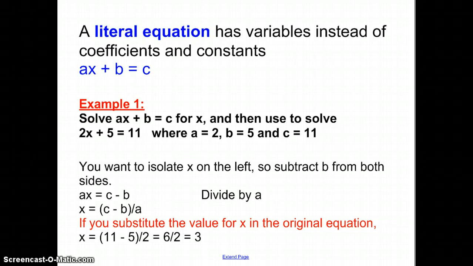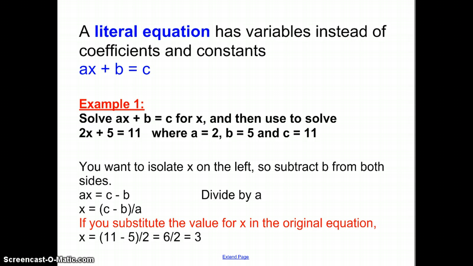But this equation has all variables. So you have ax plus b equals c, where a, b, and c actually represent numbers here. The coefficient is the a, and the constants are the b and c. In example 1, we want to solve ax plus b equals c for x, and then we'll use our results to solve this equation, 2x plus 5 equals 11.